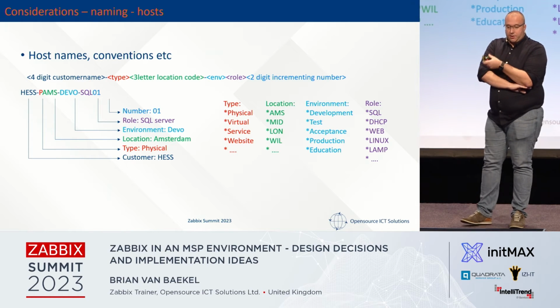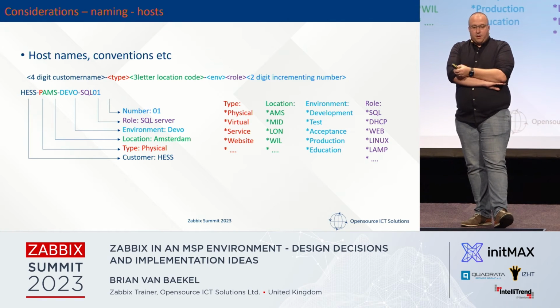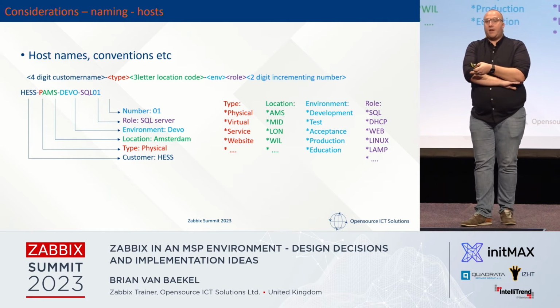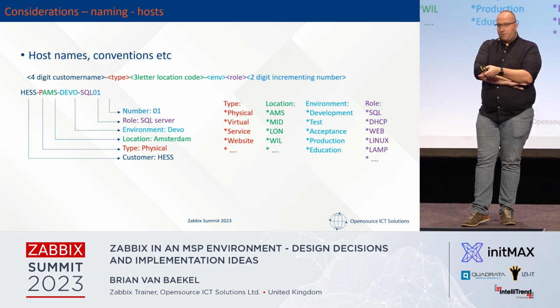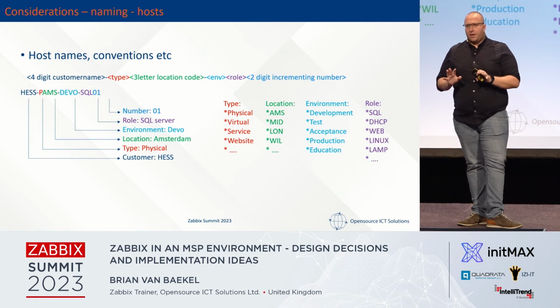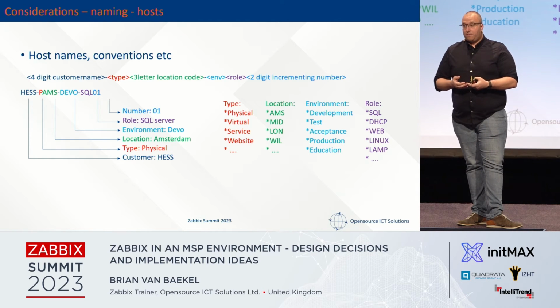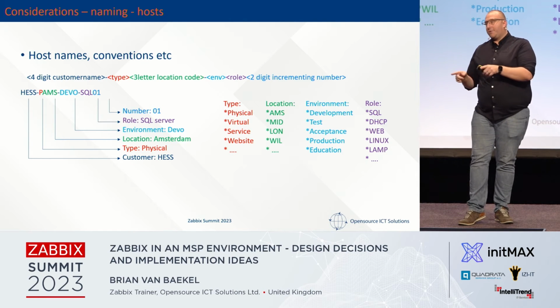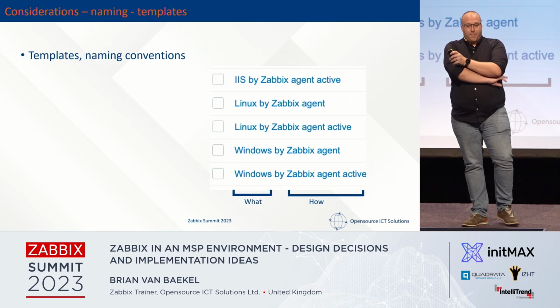So a 4-digit customer name, then a 1-character type, a 3-character location code, the environment, the row, and then an incrementing number. And again, this is just an example. It can be anything, as long as it is structured and you always follow that structure. And no, my awesome Windows host 1 is not really structured.